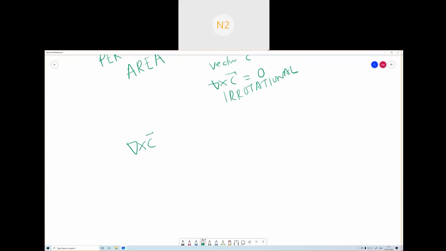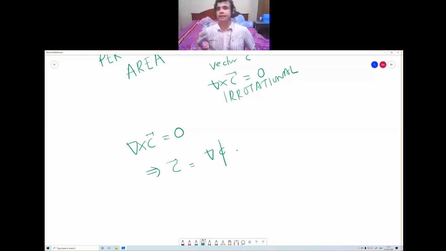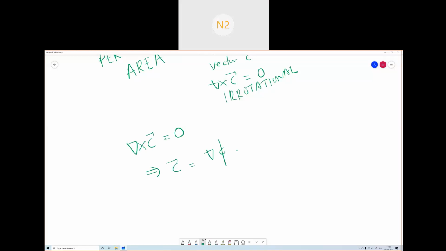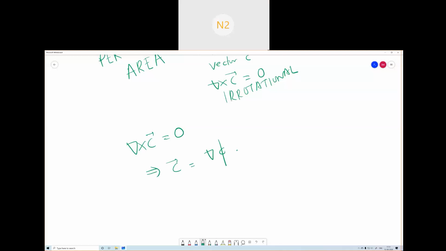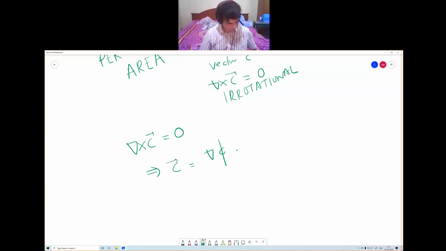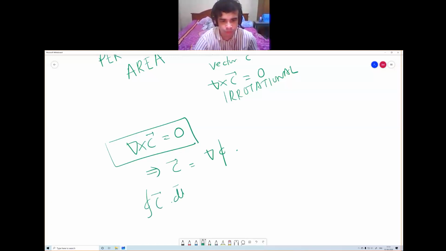If the curl of C is 0, then we denote C as the gradient of a scalar. We did it in the first class. If the curl of a vector is 0, we can denote that vector as a gradient of a scalar. So that's for curl. Any questions regarding curl? Oh, one last thing. If this is 0, then from Stokes theorem, this will also be 0.